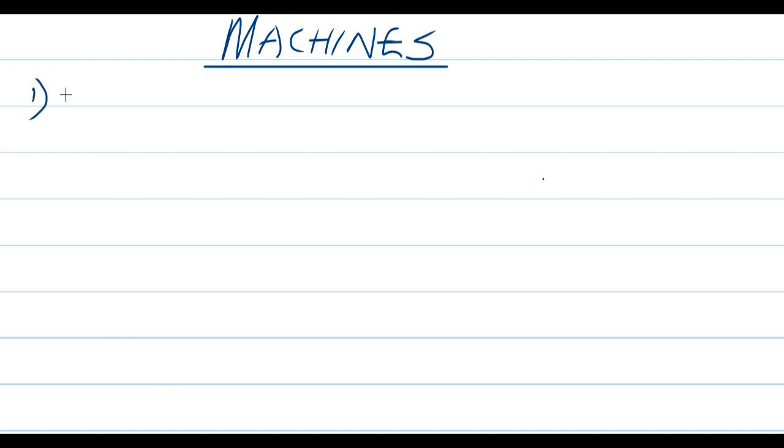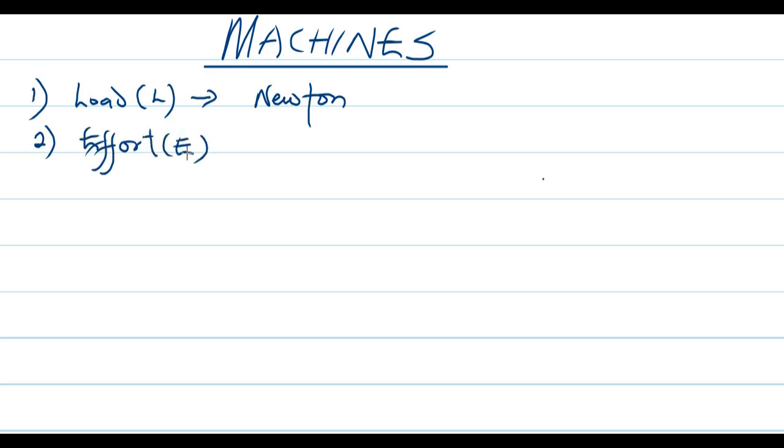in machines. Since there's work to be done, it means there's a load. Alright. So what does a load mean? It means a weight or resistance that the machine helps to overcome. And load in machines is measured in Newton. Then another key terminology is effort. What is effort? Effort is the force applied to operate the machine. It is also measured in Newton. Alright?